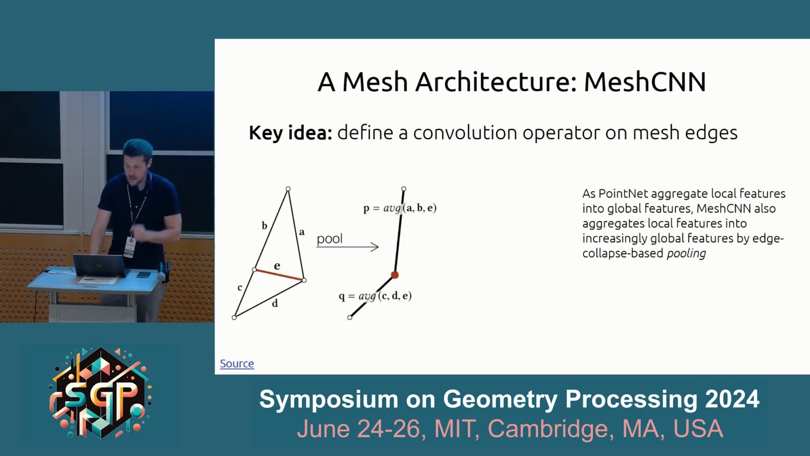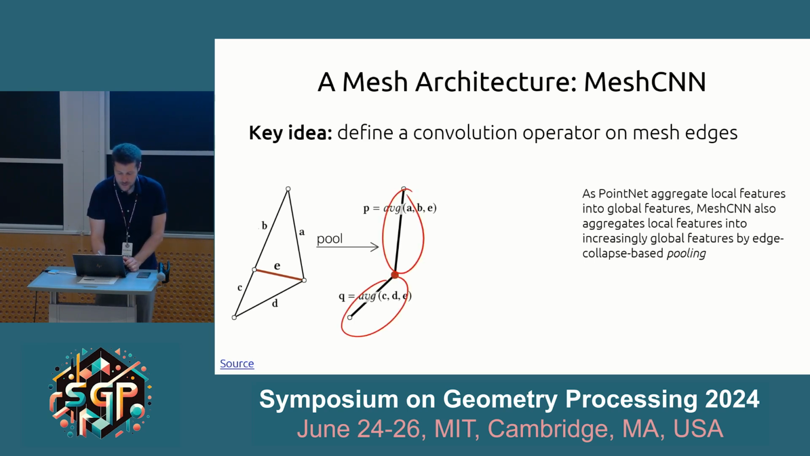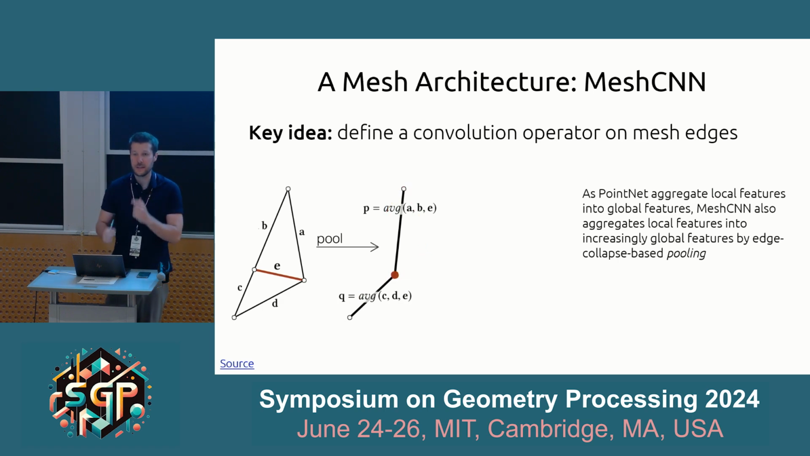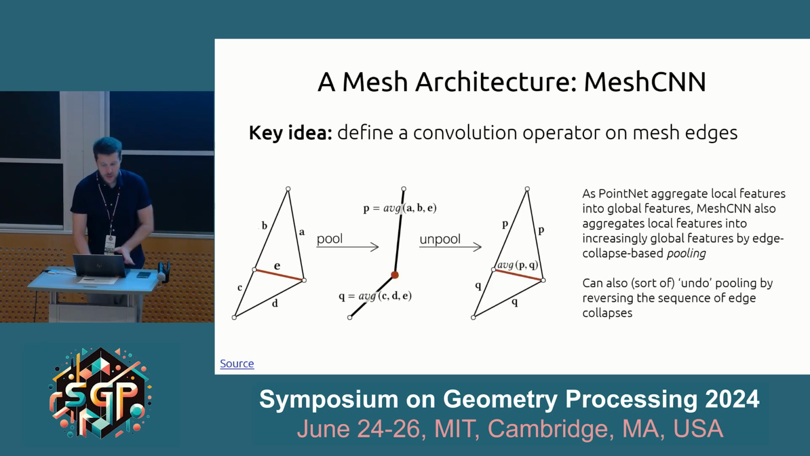OK, and just like PointNet aggregates these local features into global features, MeshCNN also has a mechanism for gradually aggregating local features into increasingly global features by this mechanism of edge collapses, where they basically can take an edge, collapse it, and then the new edges that get produced have features that become the average of the edges that got collapsed to produce those, or actually all 3, A, B, and E, and in this case C, D, and E. And there is a mechanism to undo this pooling by reversing edge collapses, which they use for segmentation, not as important for classification, but you can look at the paper for more details on that.